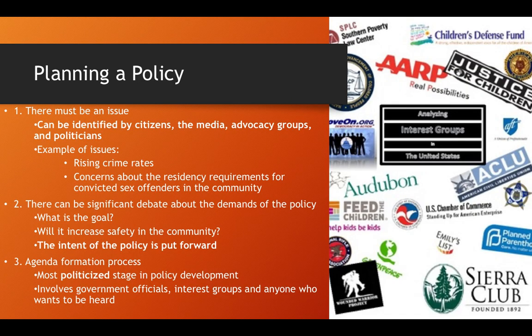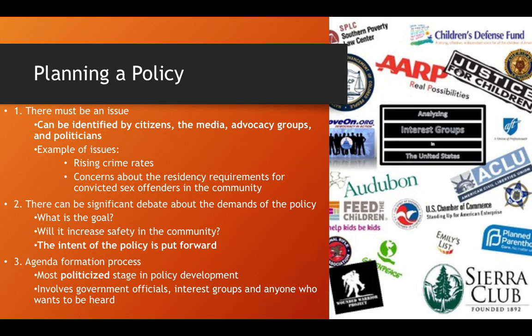So for starters, for planning a policy, issues can be identified by anybody: by a concerned citizen, by the media, by an advocacy group, as well as politicians. And this is why we have advocacy groups here in the picture, or different non-governmental organizations that might bring to light some of the problems that we might have. Some of these problems could be things like crime rates that may be rising in certain areas, or things regarding sexual offenders and the residency requirements within the community.